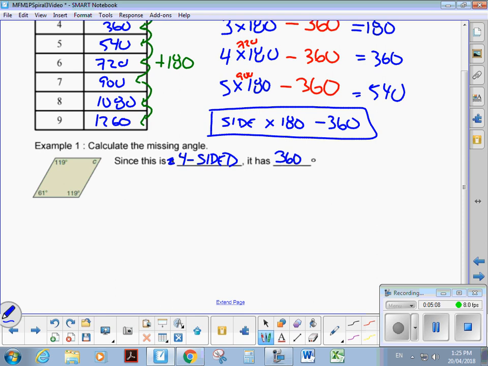How can you remember that? Well, remember, if you cut any four-sided shape in half like that, it's a triangle. Triangles have 180. So you've got two triangles. So 2 times 180, 360.